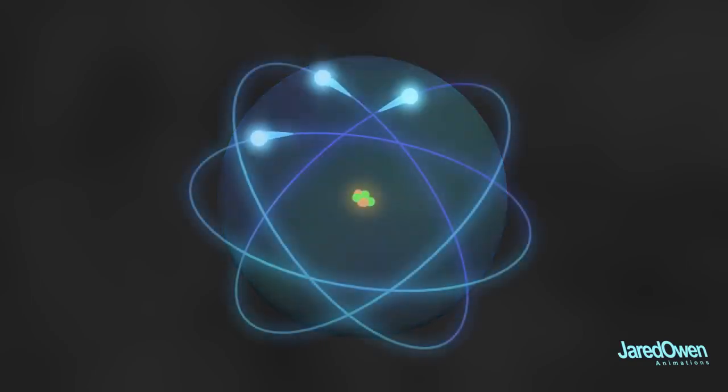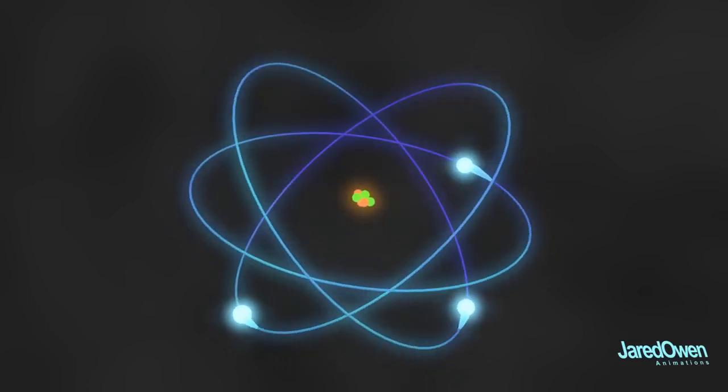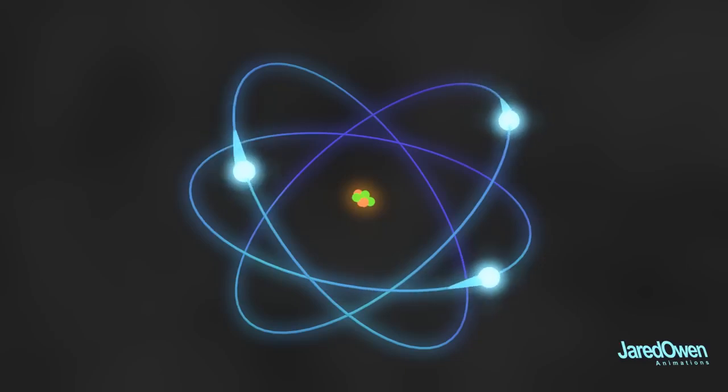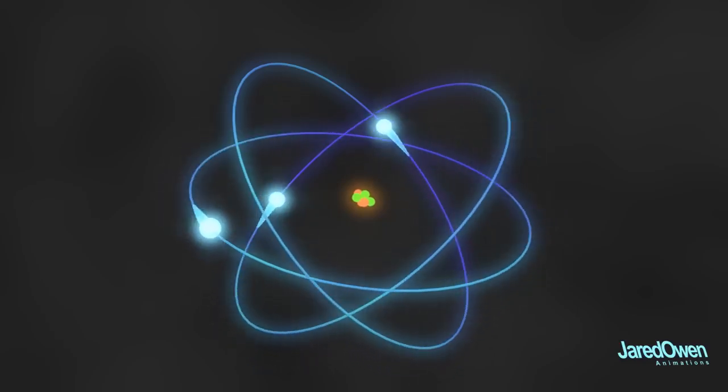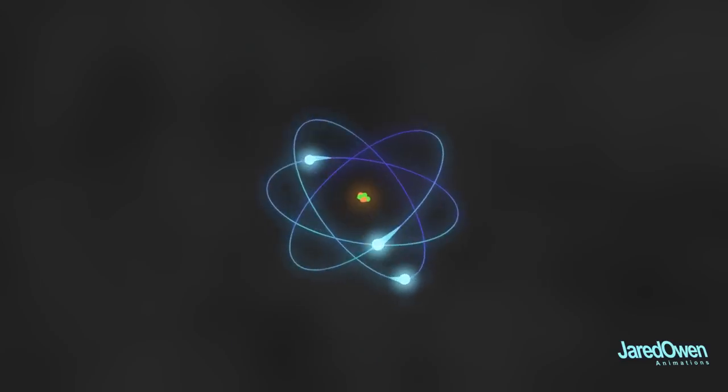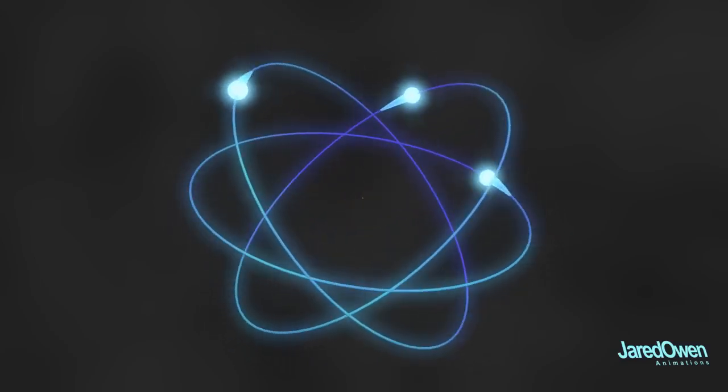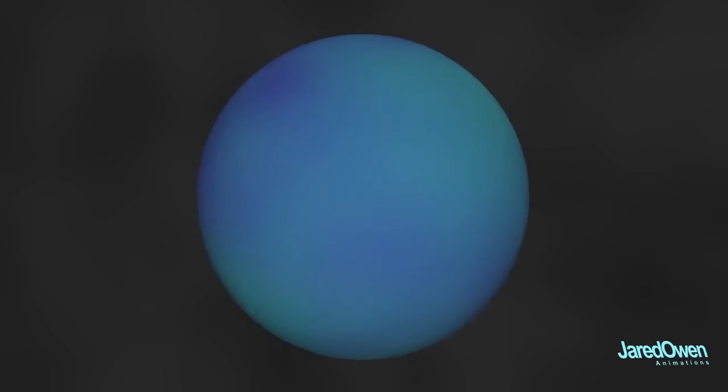So now you know that even though this is a popular way to represent an atom, it can be misleading. Just to recap what we learned, everything is made of atoms. Atoms are incredibly small. The nucleus is even smaller, and electrons don't orbit the nucleus.